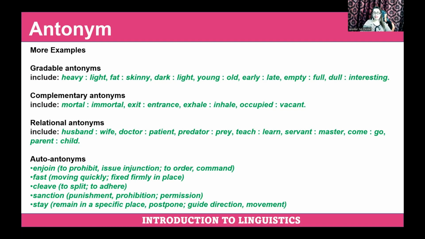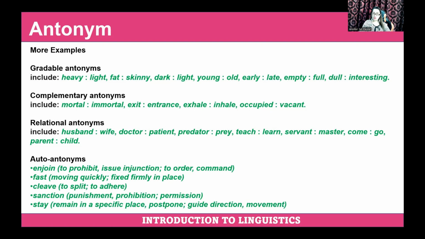So, sa relational antonyms naman, yes, di ba sinabi ko kanina, mostly applicable for individuals or groups of, or types of people. Tulad nito. Husband is to wife, doctor is to patient, predator is to prey, teach is to learn, servant is to master, come is to go, parent is to child. So, yun, those are examples of relational antonyms. Pero itong isa, come is to go, parang more of papasok siya sa ibang uri ng antonym. Tama ba? Parang pwede rin siya sa complementary. Okay, tama. So, teach is to learn also. Pwedeng teacher, learner, siguro, para maging relational siya.